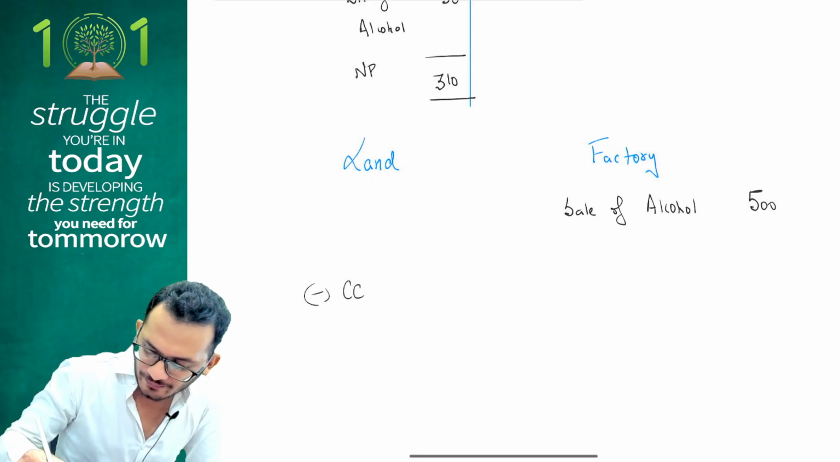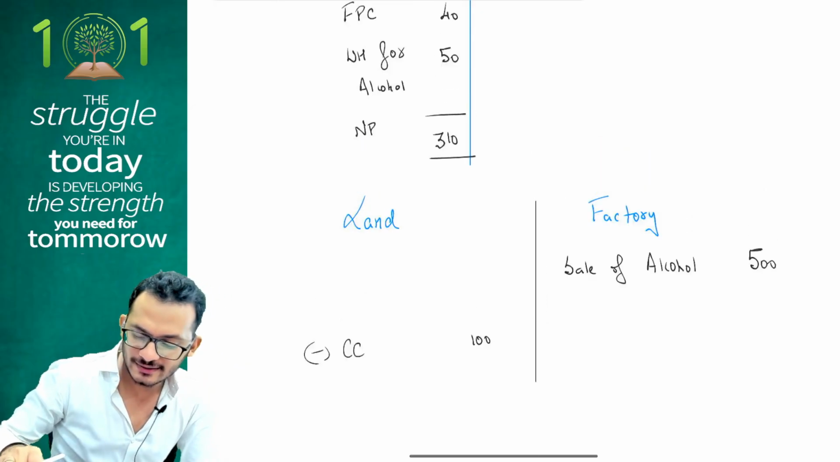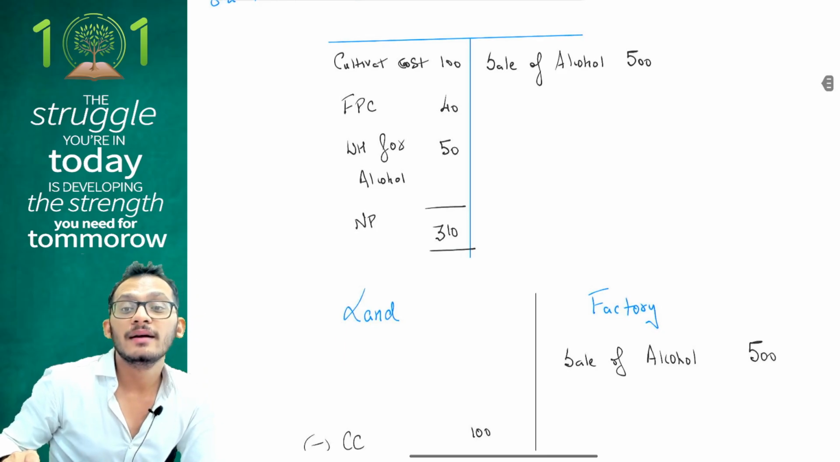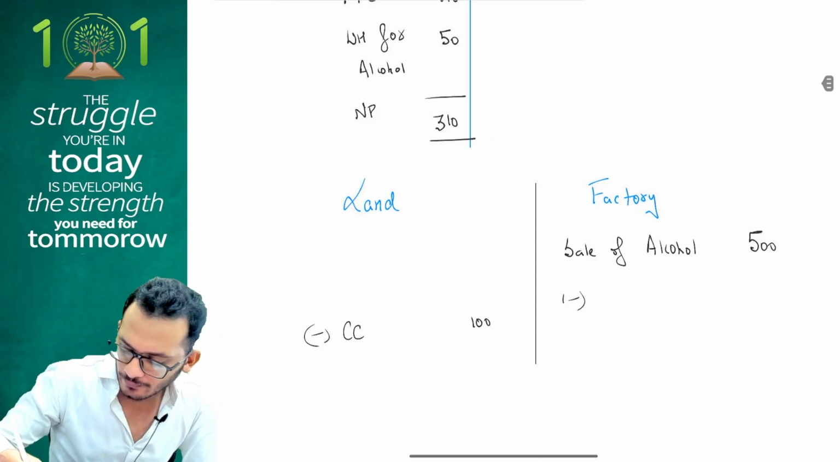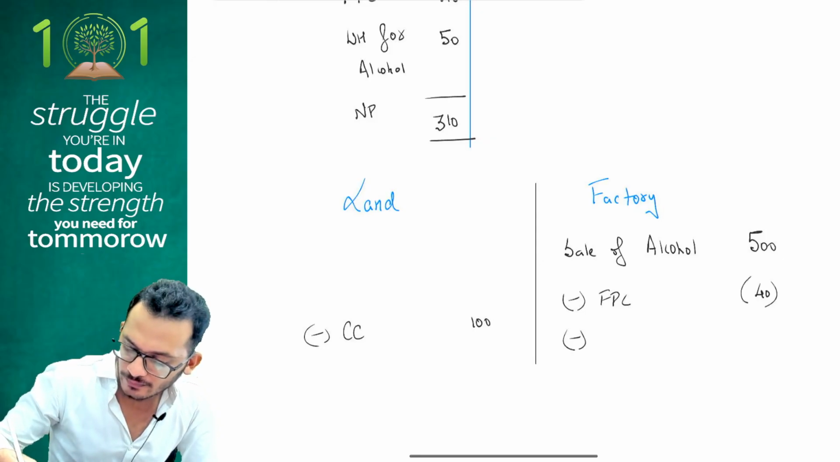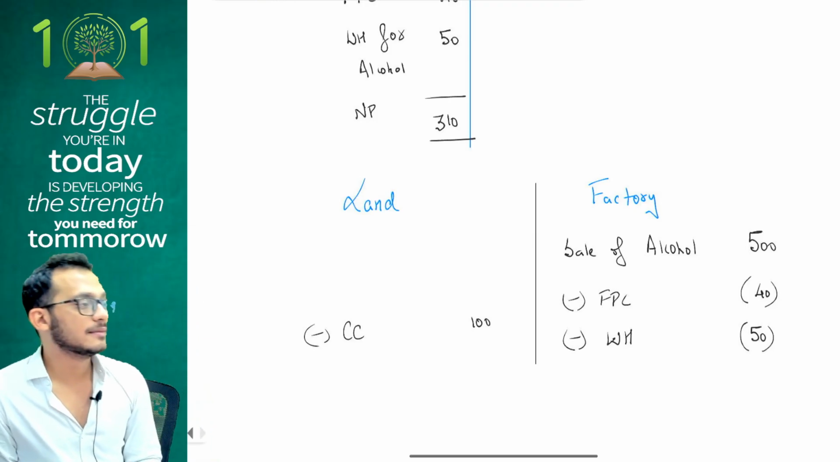Number is 100. Yes. Next, further expenses is factory. FPC goes to factory. Number is 40. Warehouse is factory. Very good. Number is 50. People, tell me, is my P&L looking nice? Something is missing. What is missing?